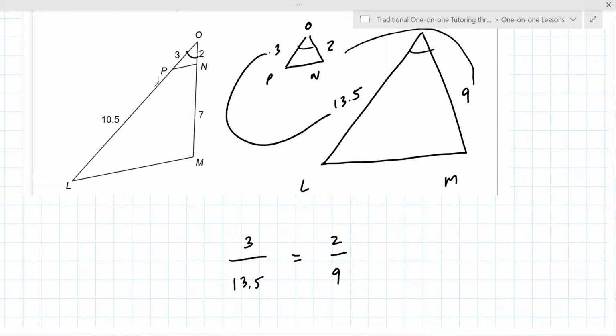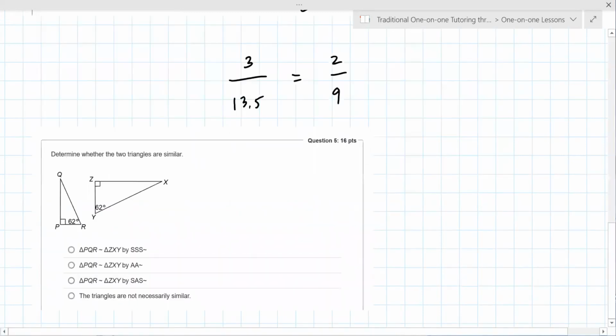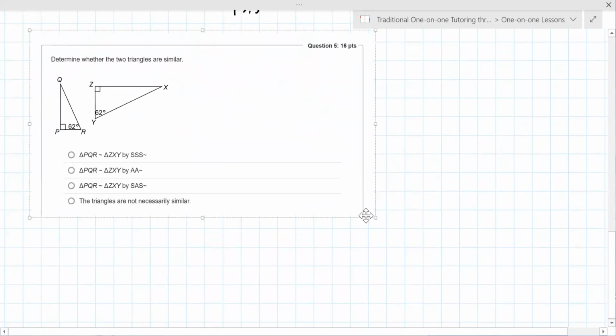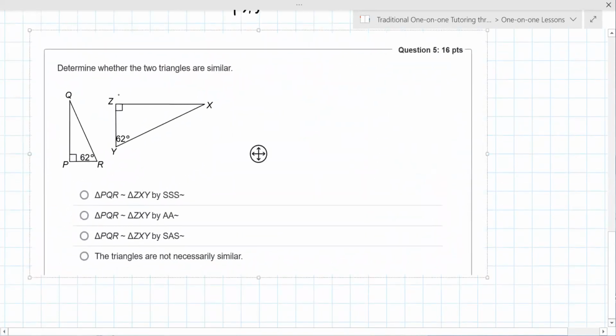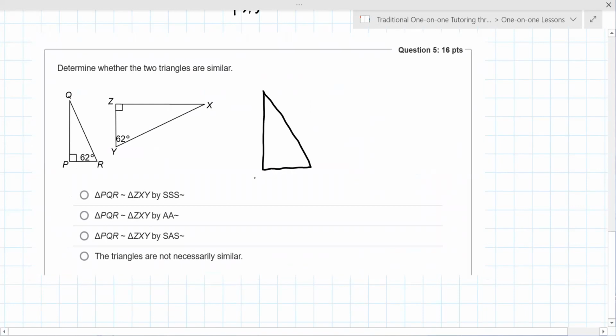All right, next question here. And then it moves into some exceptions, but we'll look at those next. So, okay, determine whether the two triangles are similar. So like they're not really oriented correctly. So let me just redraw them here. PRQ, that's 62 degrees. Then here's the other one here, because you want to have them in the same orientation.